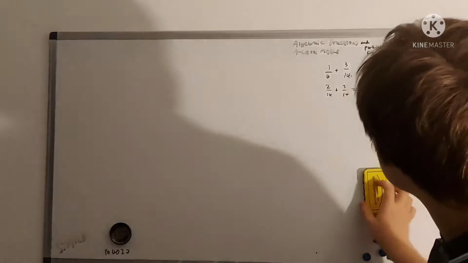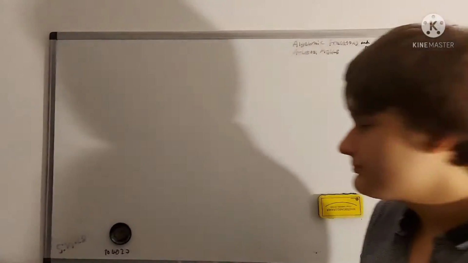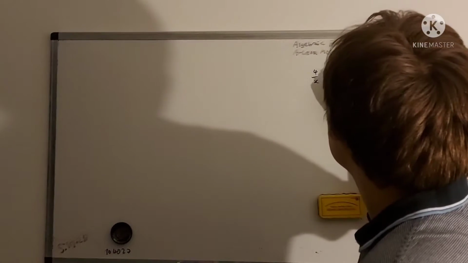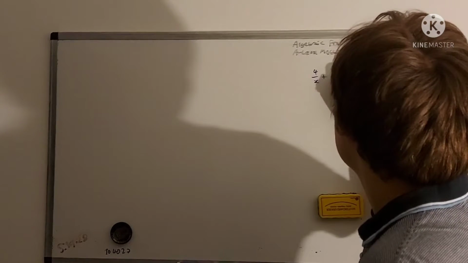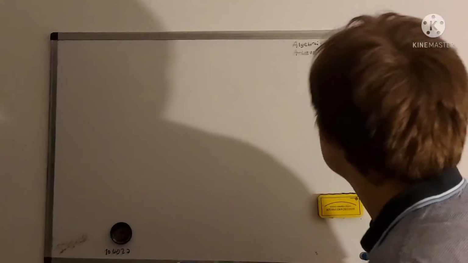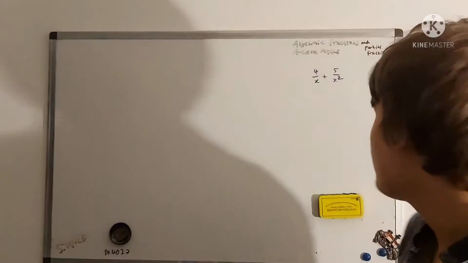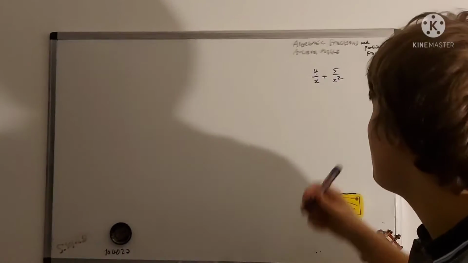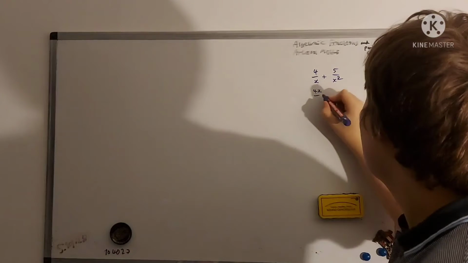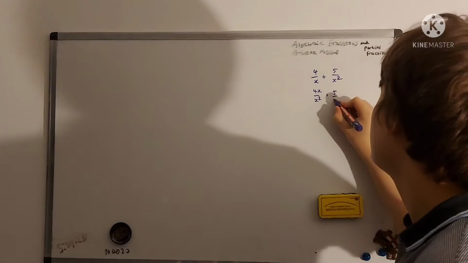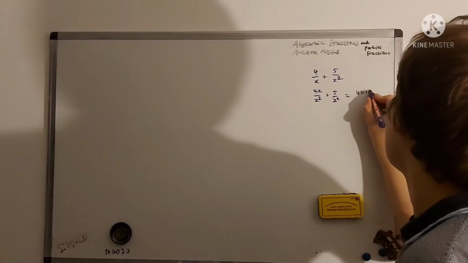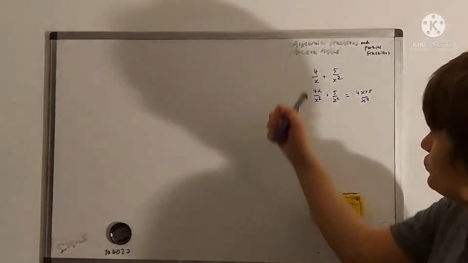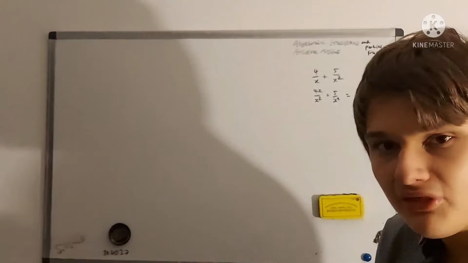So, we'll have a look at this one. This example says that if I had, say, 4 over x added to 5 over x squared, how could I combine those together? Well, I'd have to multiply this whole term by x. So I get 4x over x squared plus 5 over x squared, which I can say is 4x plus 5 divided by x squared. Okay, so I'm using this idea of a common denominator to add them together.